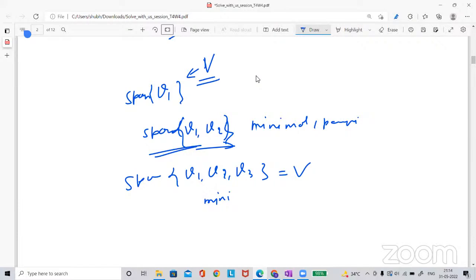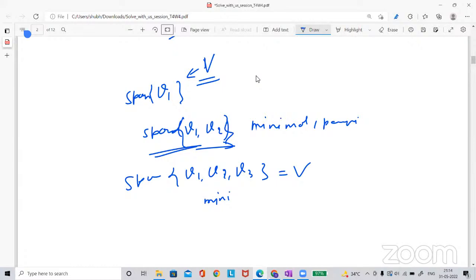One question here. Sir, a minimal spanning set and a maximal linearly independent set, are they one and the same thing? Minimal is different, maximal is different, right? Maximal linearly independent and minimal spanning set, these two are equivalent. So they both can be the same or they both cannot be the same. If that set is a basis, then both are the same. If that set is not a basis, then both are different.